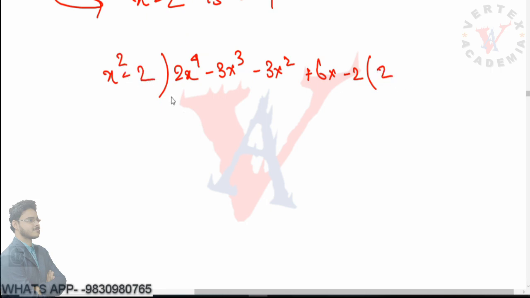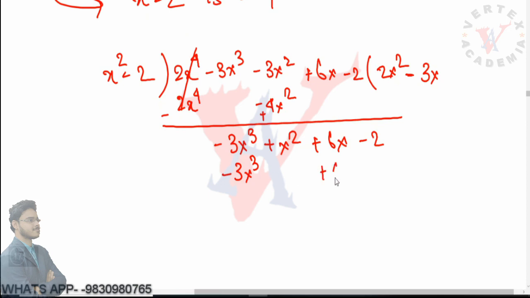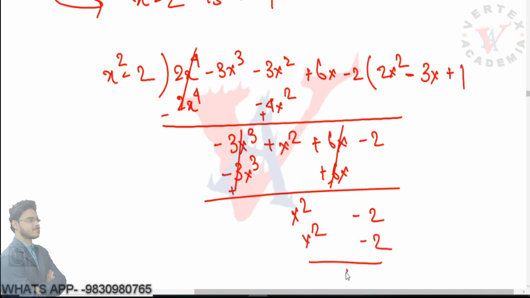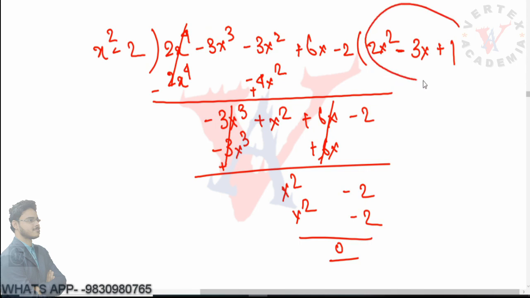Dividing, it goes 2x square times. So 2x to the power 4, and this is minus 4x square. Doing this, this gets cancelled. So minus 3x cube, and this will be plus x square when I subtract it, plus 6x minus 2. Now to divide again, we have to multiply by minus 3x. So it becomes minus 3x cube plus 6x. Now these two get cancelled. So this comes out to be x square minus 2. So plus 1, that is x square minus 2, and finally we get 0. So the quotient here is 2x square minus 3x plus 1.